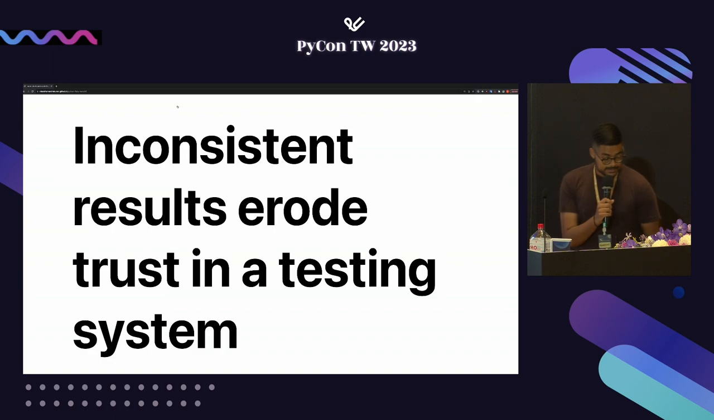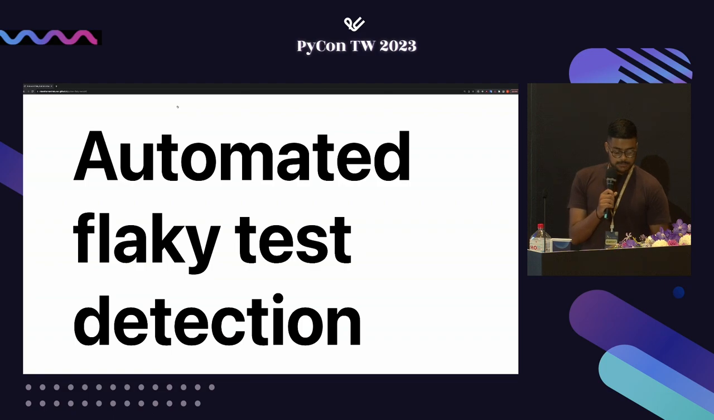The saying "inconsistent results erode trust in a testing system" really encapsulates our challenge. Without reliable tests, our faith in the entire testing process goes down. The danger isn't only in the false positives, but also in the time wasted chasing down these false alarms. So my goal is to automate flaky test detection.